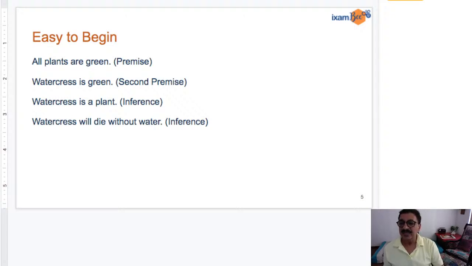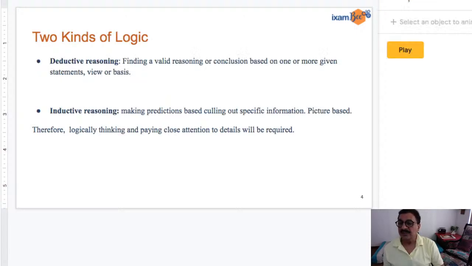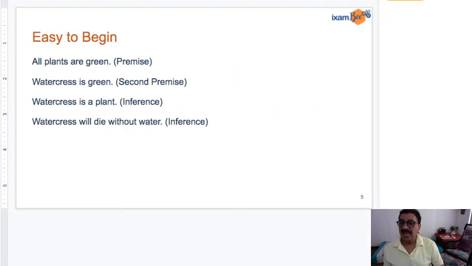Now, from here, I'm saying watercress is a plant. And also, watercress will die without water. Now, I've made two inferences from the above two statements. Which one of them is correct, or both of them are correct, or both of them are wrong? So can anyone say which one is correct? Watercress is a plant I have derived from the first two sentences, and watercress will die without water is the second inference that I am making.